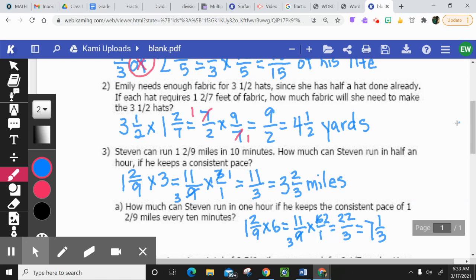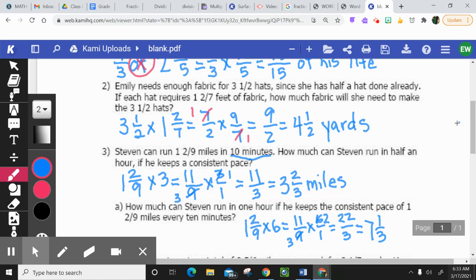Okay, so if we look at Emily first with her fabric. So each hat requires 1 2/7 feet of fabric. She has 3.5 hats left to make. How much more fabric does she need? So we're just multiplying these mixed numbers. So my first step, 3.5 was 7 hats. 1 2/7 is 9/7. I can see my sevens. I can simplify that because they have the common factor of 7. 9/2, so 1/2 yards.